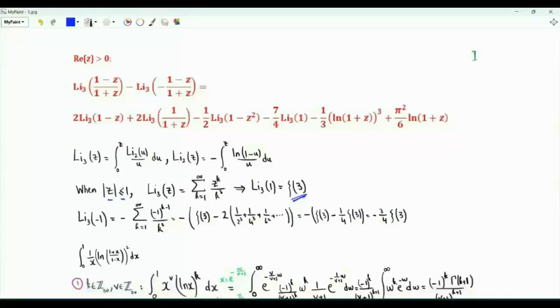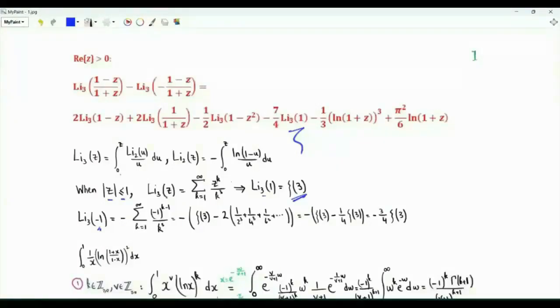A more general definition is this integral, u from 0 to z of the dilogarithm of u over u. The dilogarithm itself is minus the integral u from 0 to z of the logarithm of 1 minus u over u. The trilogarithm of 1 is in the identity of interest.